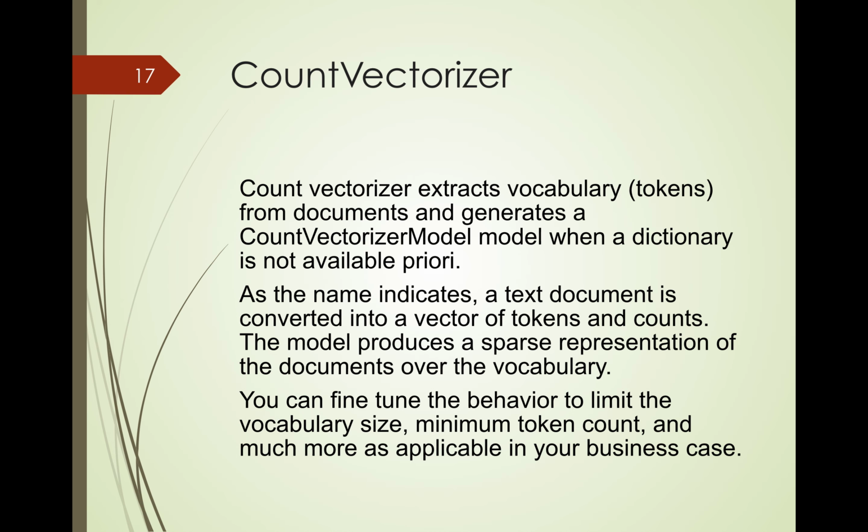A term may be a token, a word, a phrase, or whatever named entity has been recognized, and the value will be the frequency of occurrence of that term. So you get what is called a term frequency vector. The count vectorizer model indicates the document is converted to a vector of tokens and counts, which is basically the term frequency. So it produces a sparse representation.